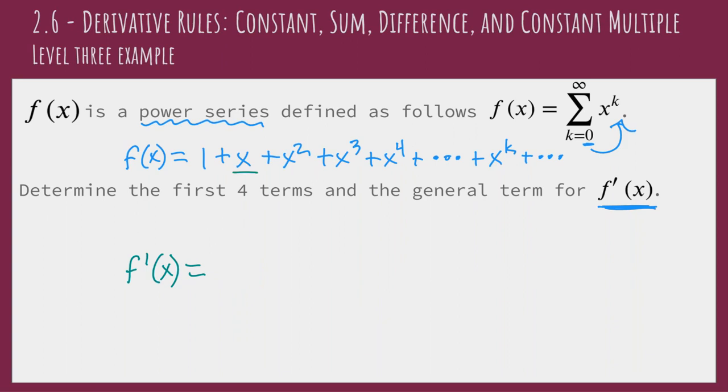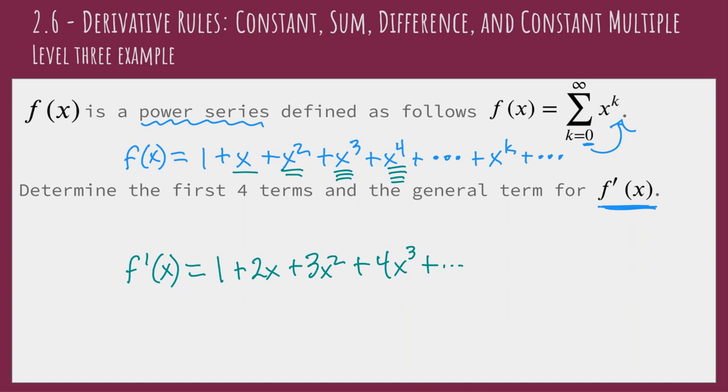The derivative of x, so that's x to the first power, is going to be 1x to the 0 power, which is just 1. Then we have the derivative of x squared, which is 2x to the first power. The derivative of x cubed is 3x squared. The derivative of x to the fourth is going to be 4x cubed, and so on. So if we had more terms written out in f of x, we could take the derivative of more terms.